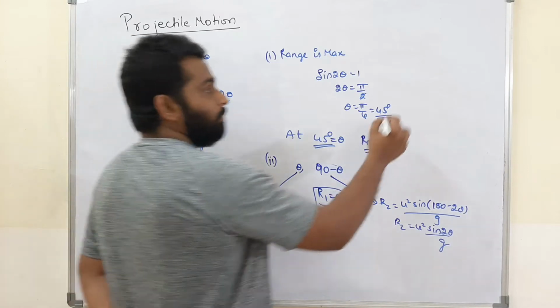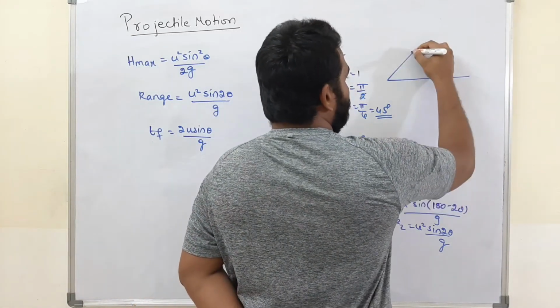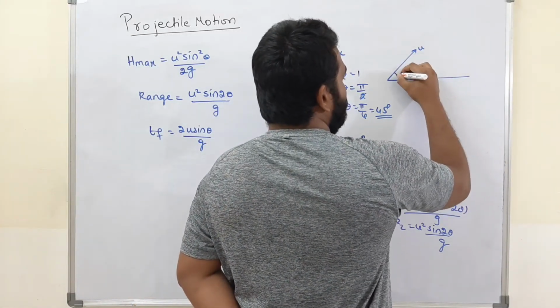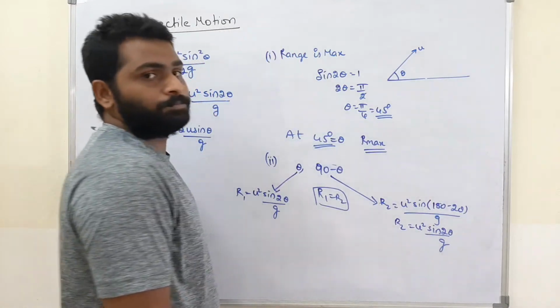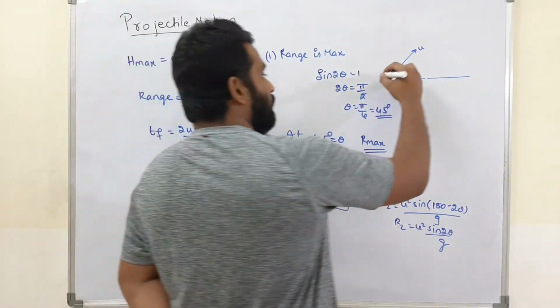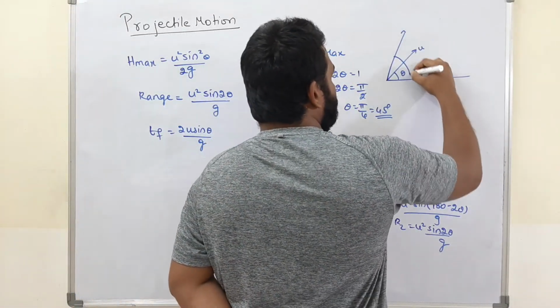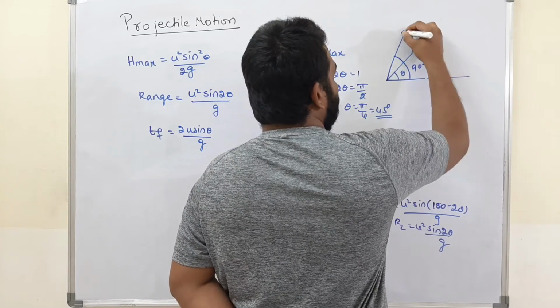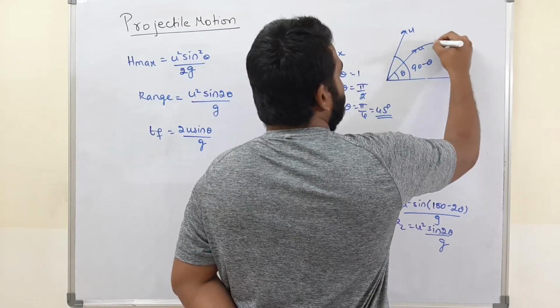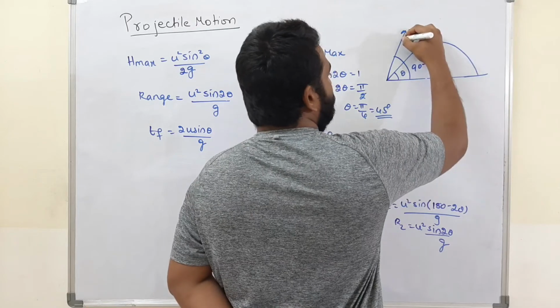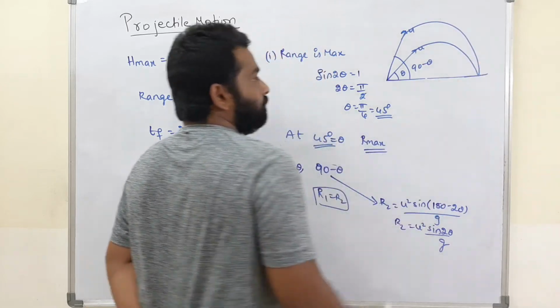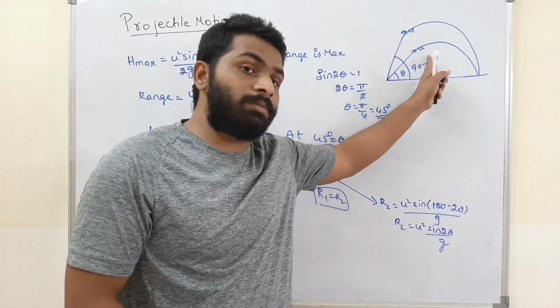That means if I project a body with velocity u making some angle theta, and another body at another angle, which is 90 minus theta, with the same velocity, the range will be the same. For both cases, the range will be the same.